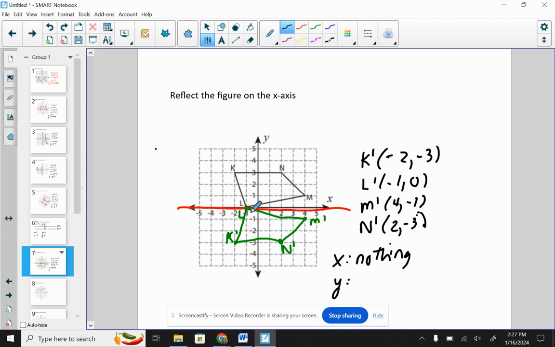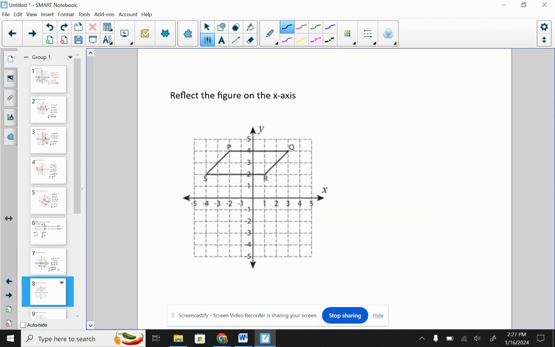Sorry, the N was 2, +3. It's now 2, -3. The M was 4, +1. It's now 4, -1. The K was -2, +3. It's now -2, -3. So it's the opposite. If it was positive, it's now negative. If it was negative, it's now positive. We can show that by saying -y. It's the opposite. So let's see if that holds true here.